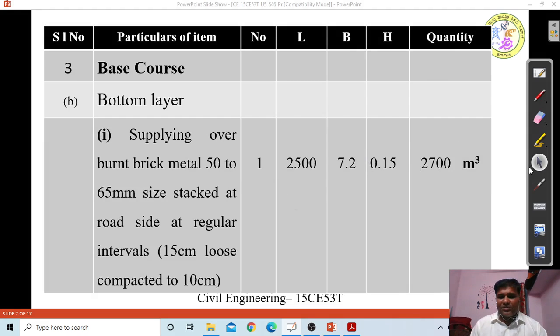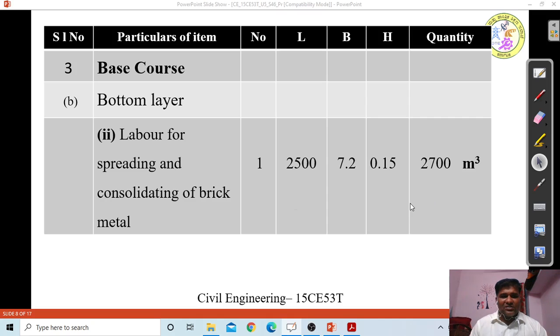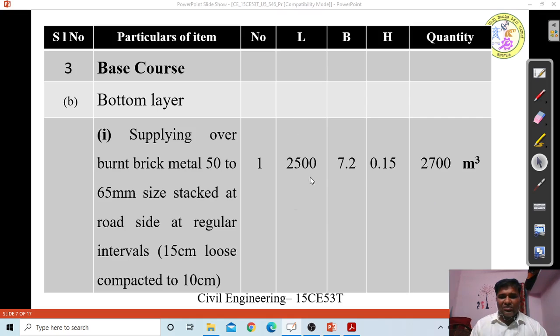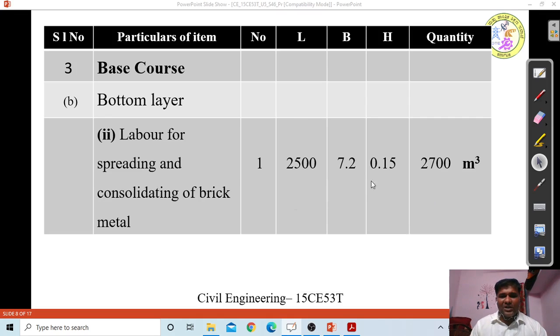After the supply portion comes the labor portion. The labor portion has the same quantity, that is 2500 into 7.2 into 0.15. Only the rates will differ. The supplier is going to give the supplier rates, and the rates for the labors will incorporate the labors, compacting machines, etc.